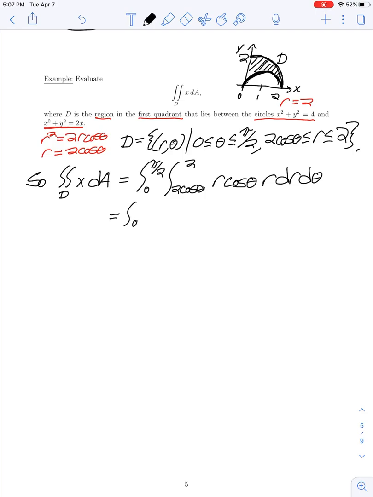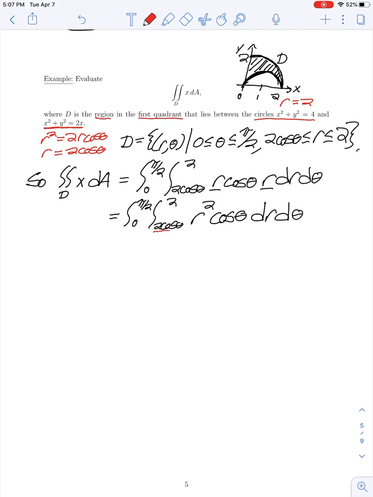So here we have the integral from 0 to pi over 2, and from 2 cosine theta to 2. Combining our factors of r, we have r squared cosine of theta dr d theta. Now again, in this example, we can't make use of the shortcut or the trick where we pull out our inner integral with respect to r in front of the theta integral.